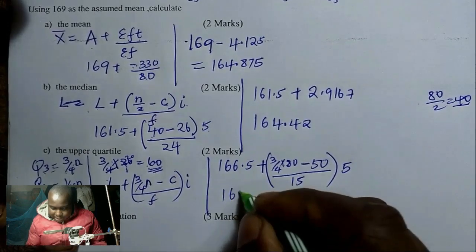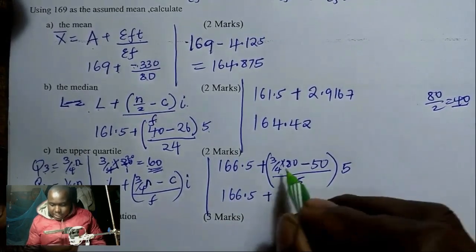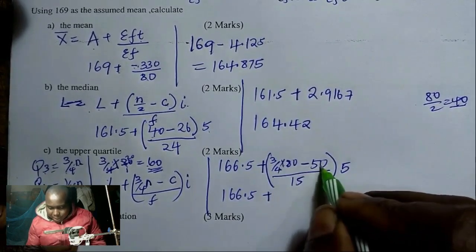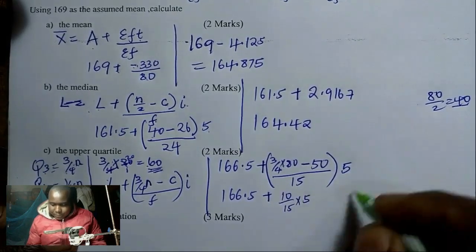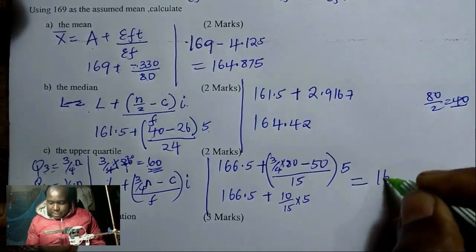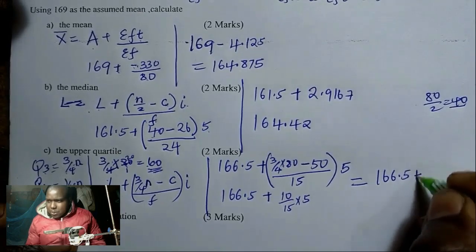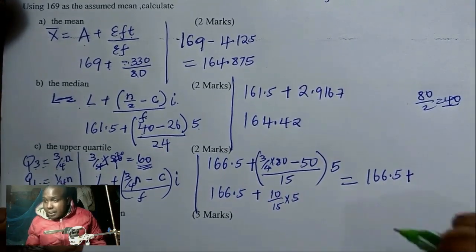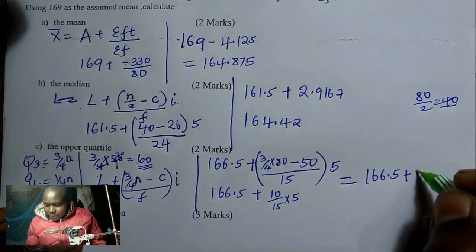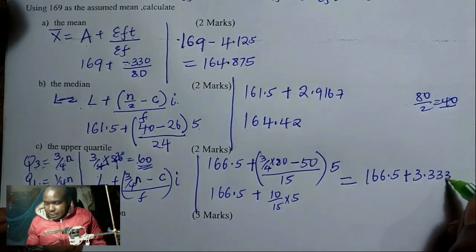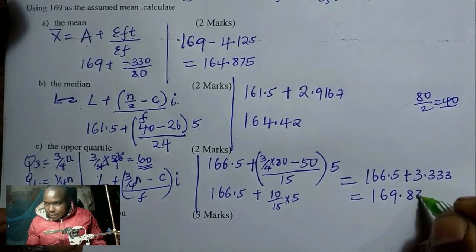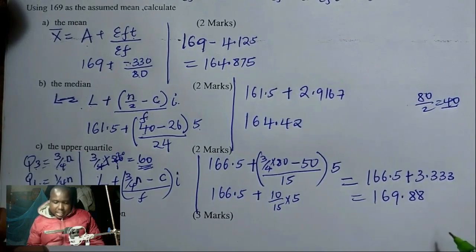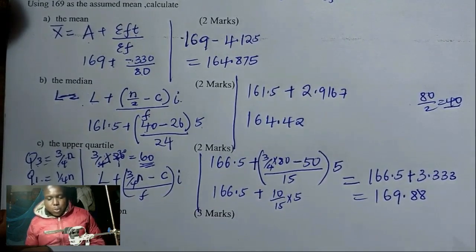So this one is 166.5 plus, this is 60 minus 50 is 10, over 15 times 5. And this one will give us 166.5. We add 3.333, and the answer is 169.83. And that is the upper quartile. The upper quartile. Right? Very good.